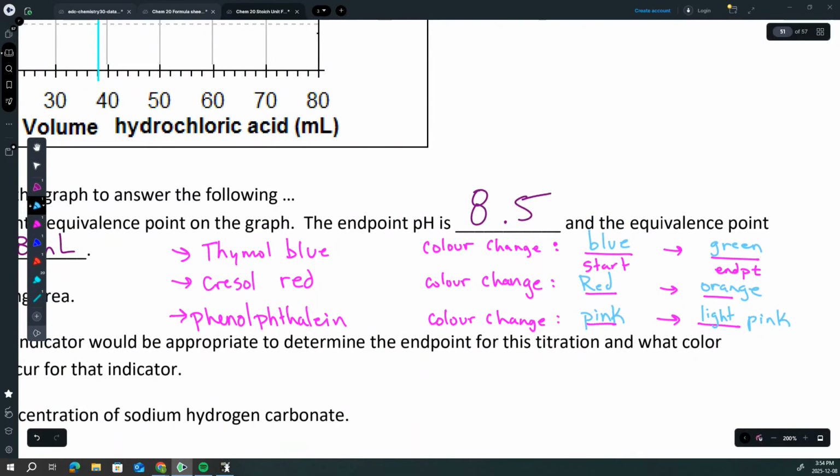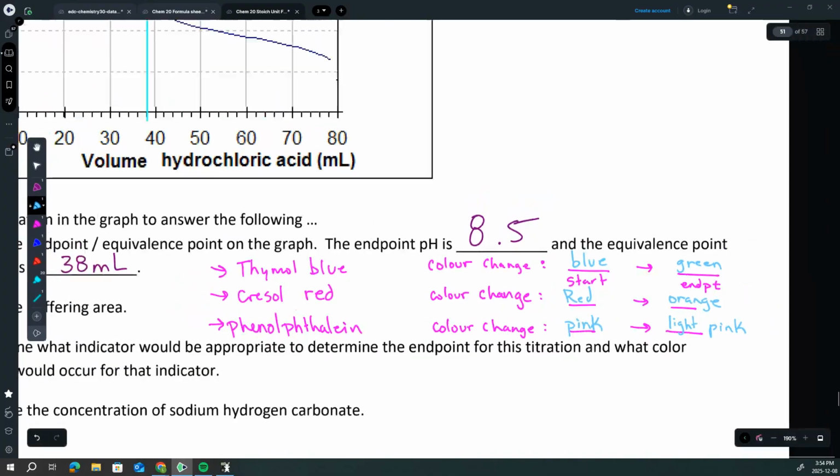Okay, so on an exam, if you were asked this question, I would expect you to pick one indicator and tell me the color change for that specific indicator. The reason why I did 3 was just to show you some examples of what other indicators could be, and also just to show you that sometimes there's more than one possible answer.